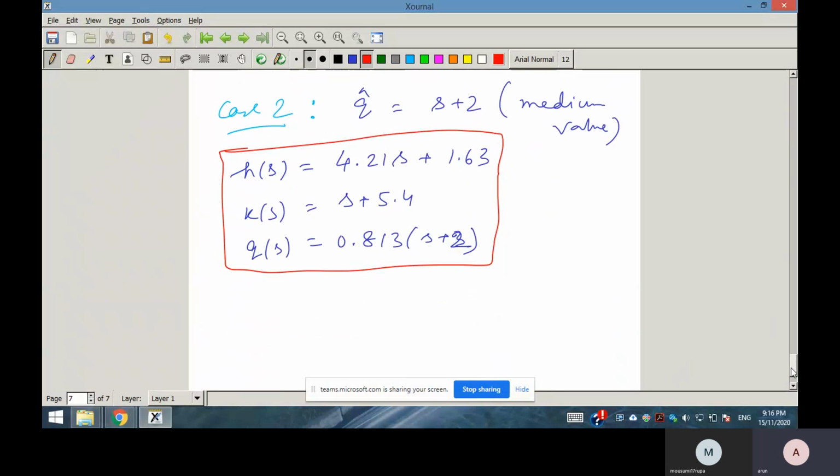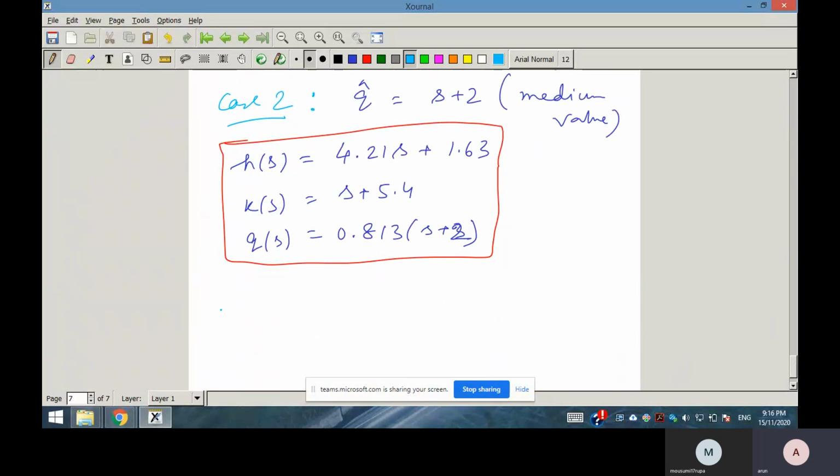Now for case 3, another case I am considering. A different case I am considering just to see the impact of Q hat on the loop behavior and the system behavior, so that as a designer we can have some idea on choosing, given a plant, how to choose Q hat. So case 3, this is case 3.